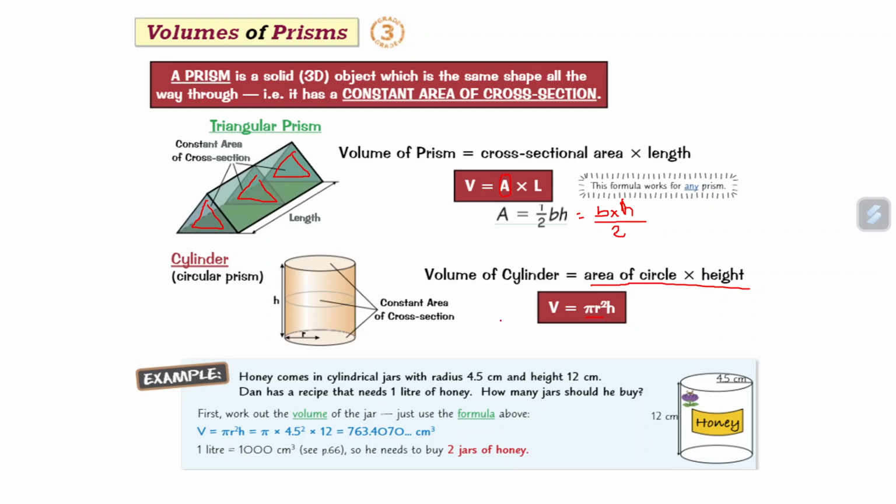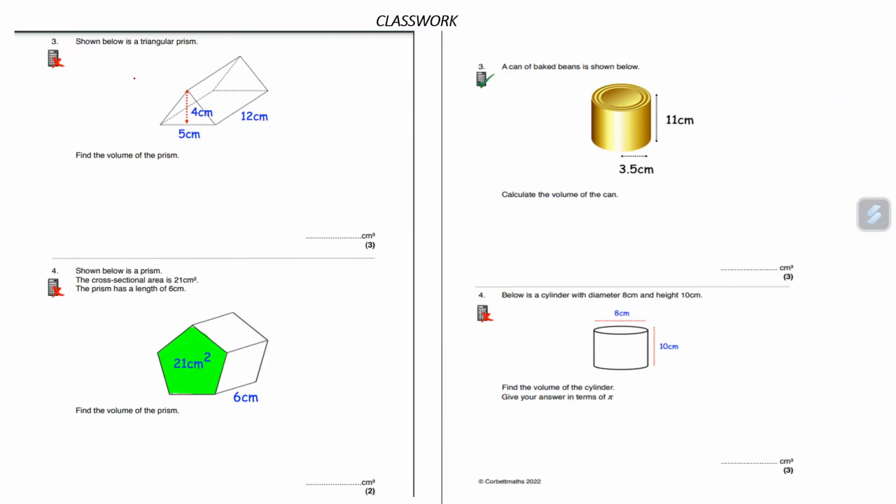So let's look at the classwork. These are the examples. I would like my learners to go through this. Because of time, I will skip this example because it is self-explanatory, so that we can move on to the classwork and see how it goes. So the first question, we have this, and this. Remember, we are only concentrating on volume of a prism and that of the cylinder.